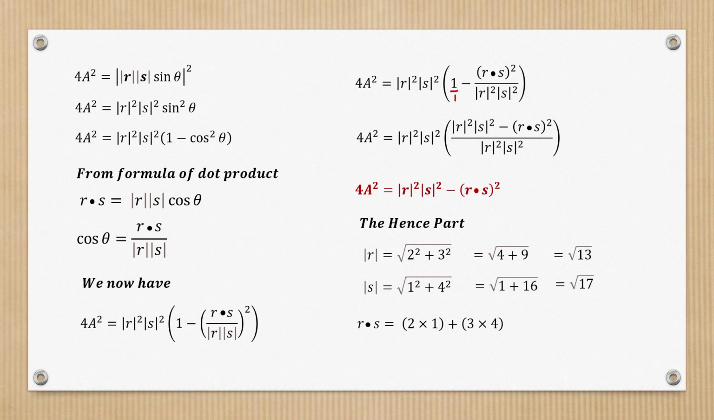Now we're going to use this formula here to find the eventual area. So r dot s can be represented this way. We're going to have 2 times 1 plus 3 times 4, which is equal to 14. Then we're going to place those values back into our proof. So placing them into our proof, this is what we're going to have. Now remember, we're going to make a the subject in this proof, and then we're going to have the area. 14 squared is 196.